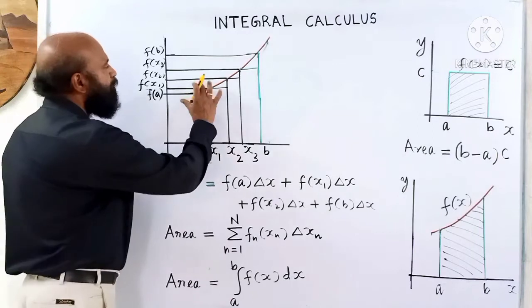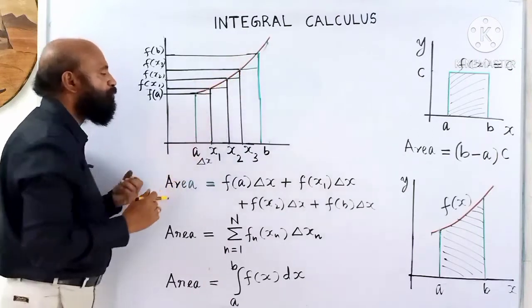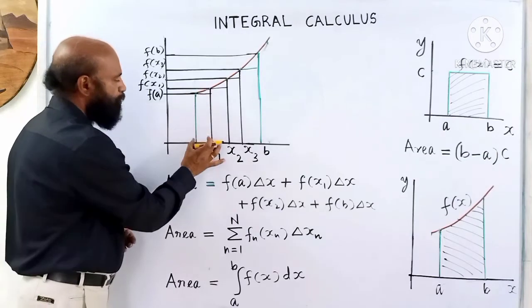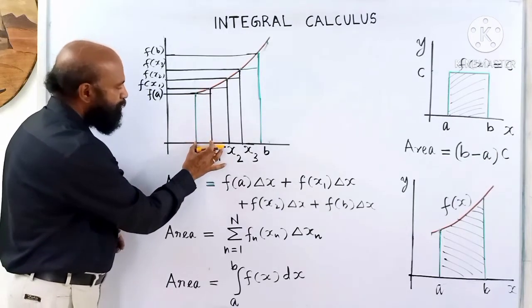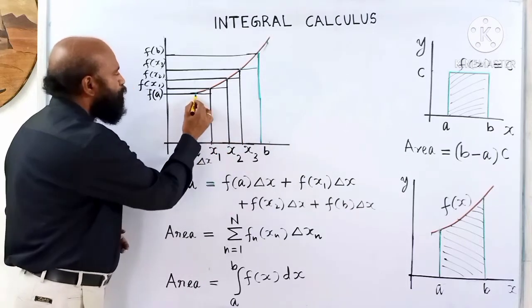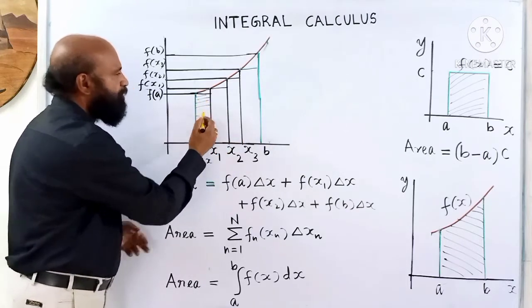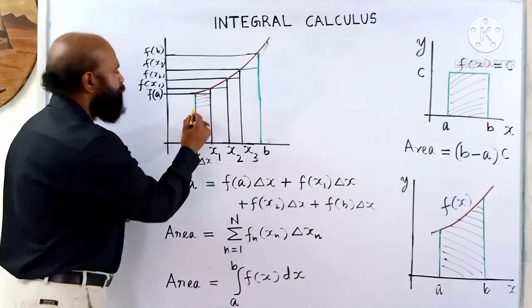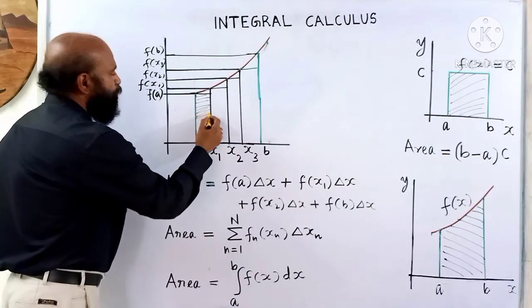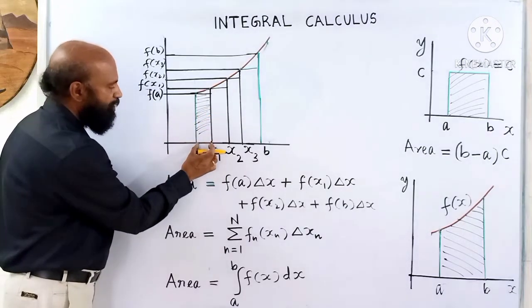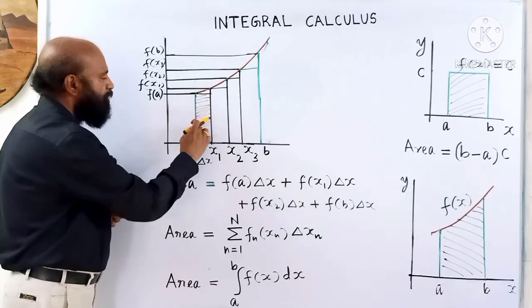So this area under this graph or curve can be divided into rectangular strips of equal width. So here it is delta x. Now you find the area of each rectangle. Rectangle, you know, length into breadth. So easily you can find the area of each rectangle. This breadth is delta x and this is the length.